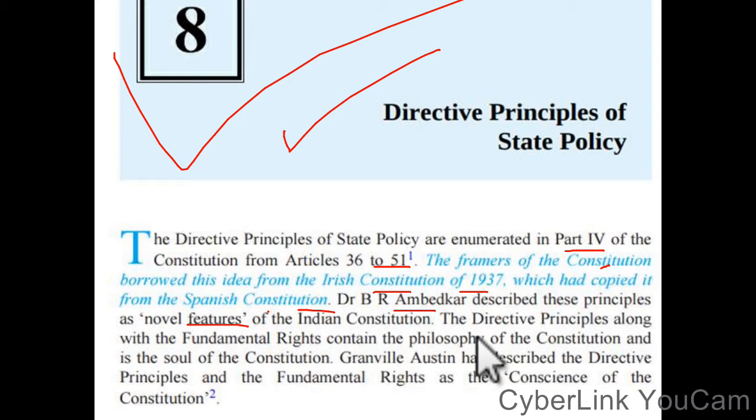The Directive Principles along with the fundamental rights contain the philosophy of the Constitution and are the soul of the Constitution. Granville Austin has described the Directive Principles and the fundamental rights as the conscience of the Constitution.